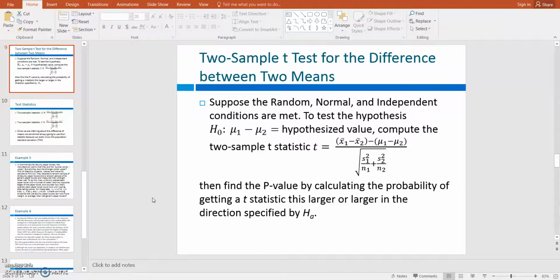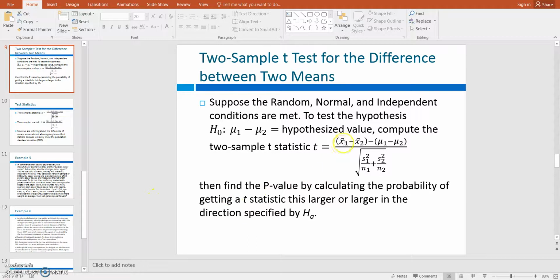So this is the box that appears on your notes. Same thing we've been doing, same thing from chapter 9. Still have to meet our conditions. We'll talk about that when we do an example. Still finding p-value. Still coming to the same type of conclusion, right? P-value's low, H sub O's got to go.